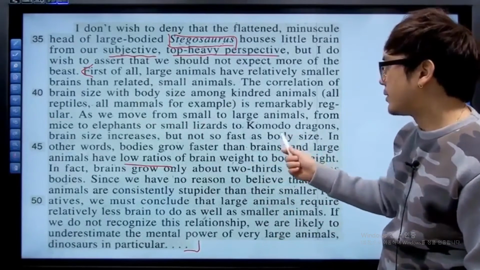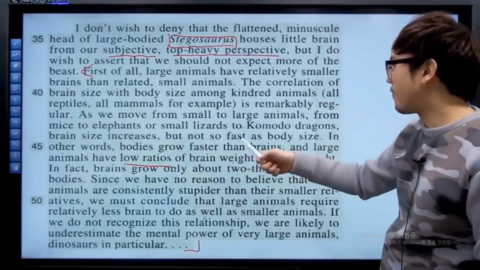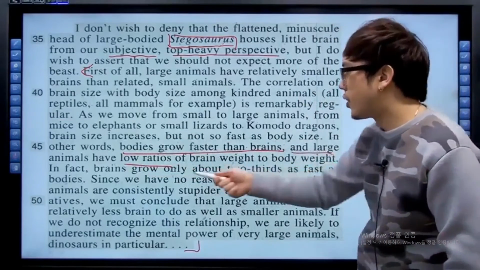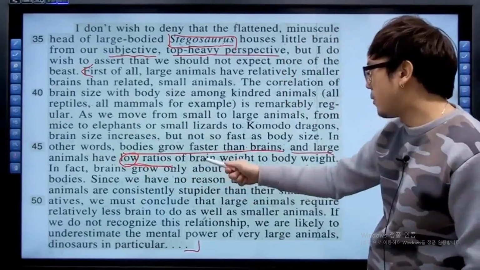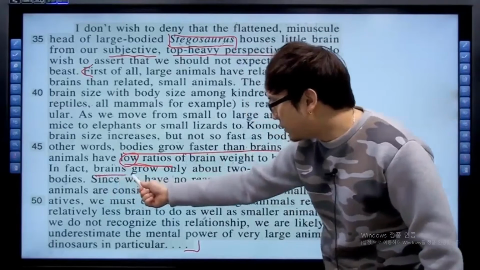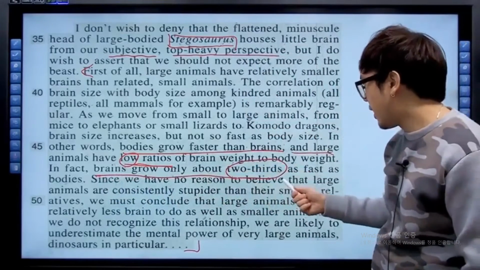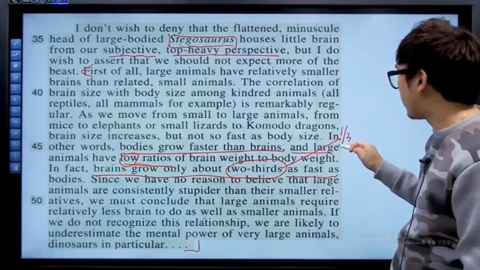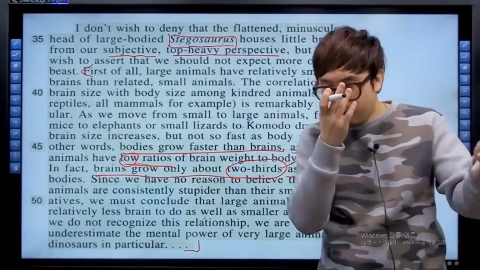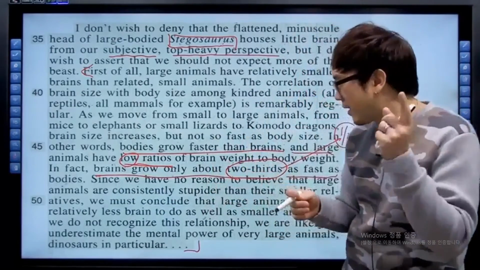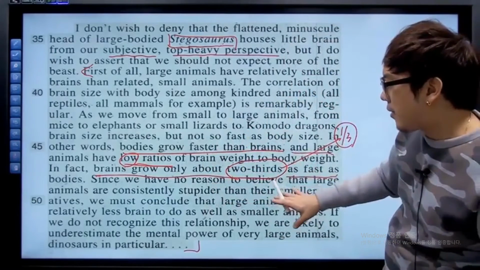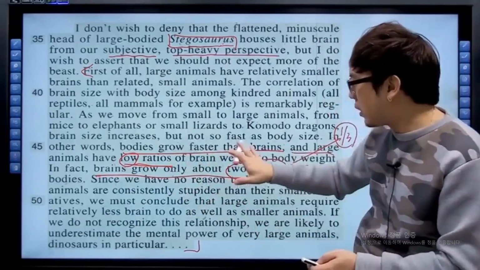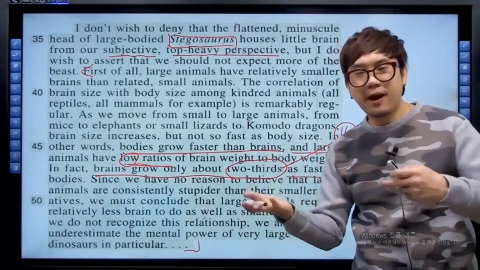So we said Komodo dragons, and it says brain size increases, but not so fast as body size. In other words, bodies grow faster than brains, and larger animals have low ratios of brain weight to body weight. Now, in fact, brains grow only about 2/3 as fast as the bodies, meaning that brains will grow at a one-third ratio of the body weight, right? But that doesn't say anything about that particular period in time. It just says that the brains grow only about 2/3 as fast as the bodies grow.